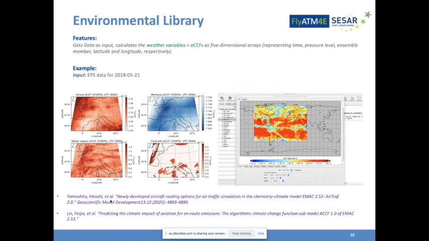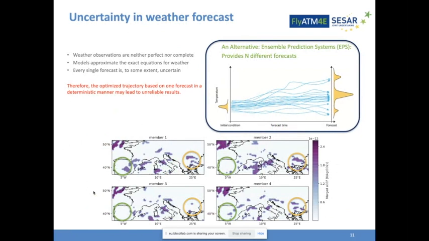So to this end, we develop a library that takes the weather data and calculates the ACCFs, climate-sensitive regions, and these where the reference are provided here. But there is an issue with these climate-sensitive regions. As I mentioned, these climate-sensitive regions are determined from weather data obtained from a standard weather forecast, which has uncertainty, of course, but the uncertainty is mostly amplified with the calculation of ACCFs.